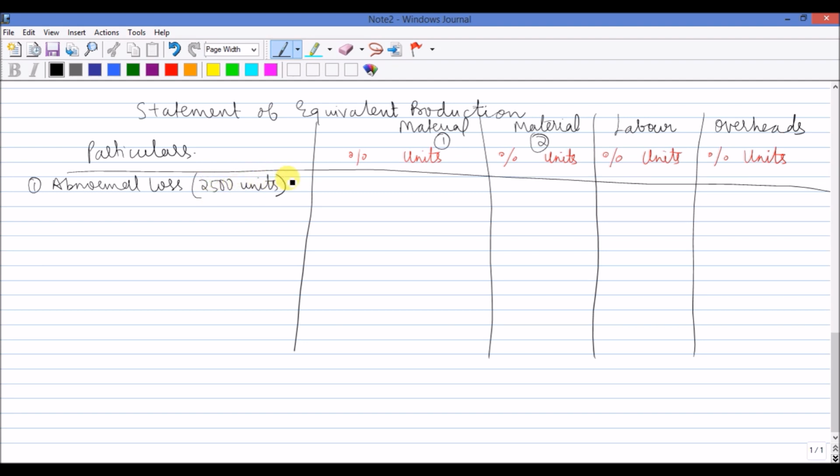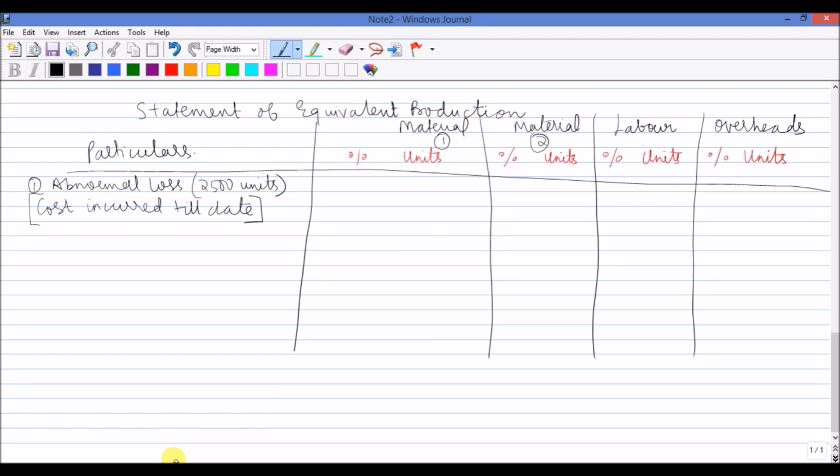Now one thing you need to remember is that abnormal loss means the cost incurred till date, my friends. Whatever cost you have incurred till date is what is going to come in this statement. So now I'm reading the question. You know that abnormal loss is a part of scrap units. What they have said is that this abnormal loss is going to have materials full 100%.